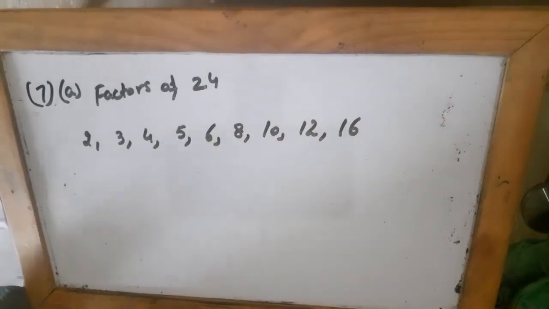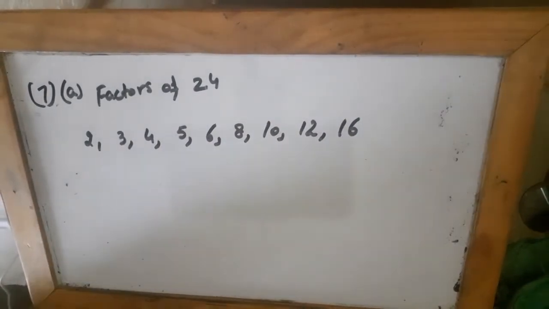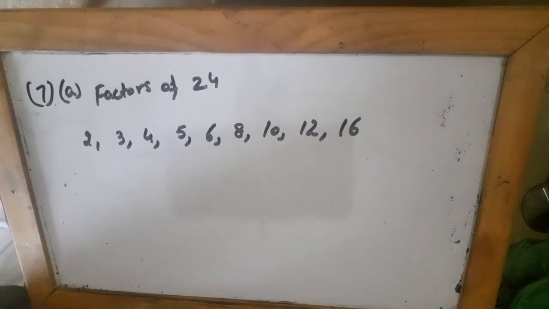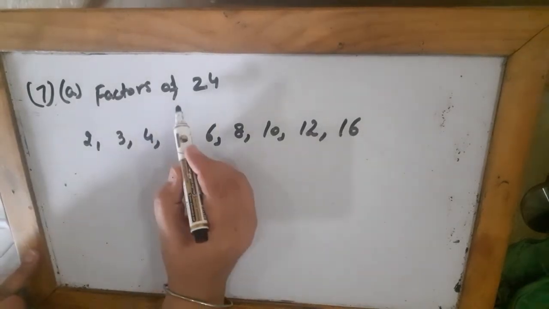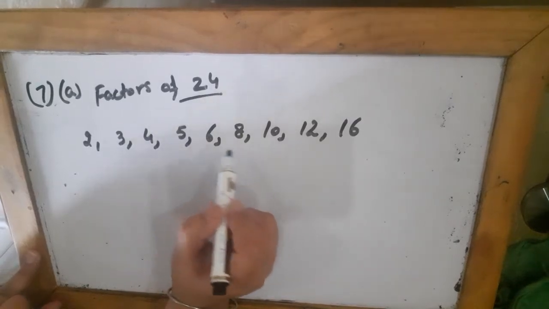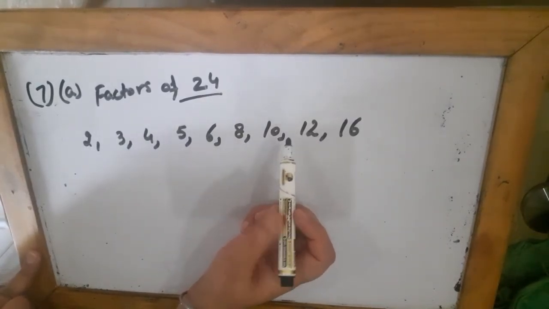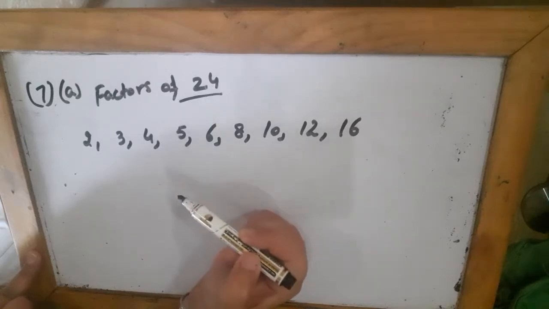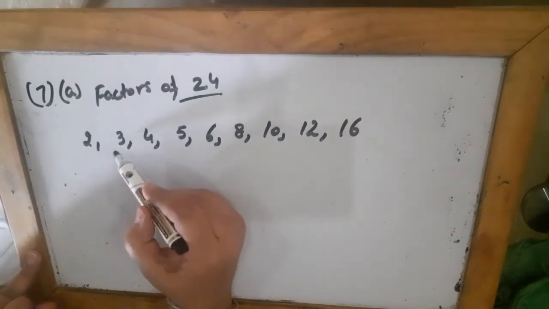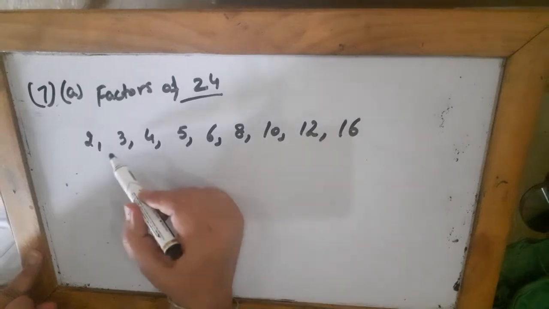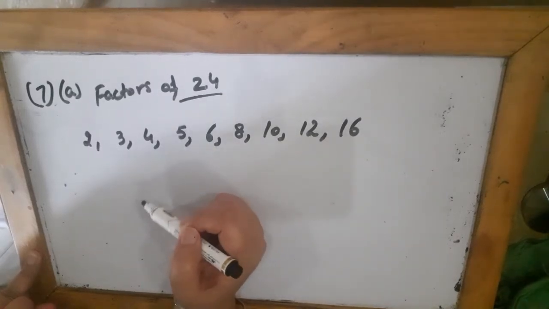In the seventh question, A part, they have given you some numbers like this: 2, 3, 4, 5, 6, 8, 10, 12, 16, and they are asking you to take the factors of 24. So among these numbers you have to find the factors of 24. What are factors? Those which divide this number exactly. So I have to find out which numbers divide this number exactly.